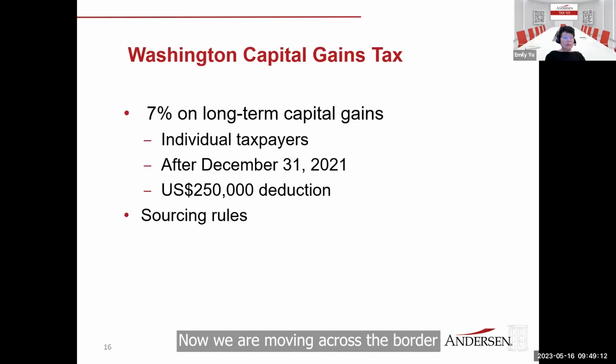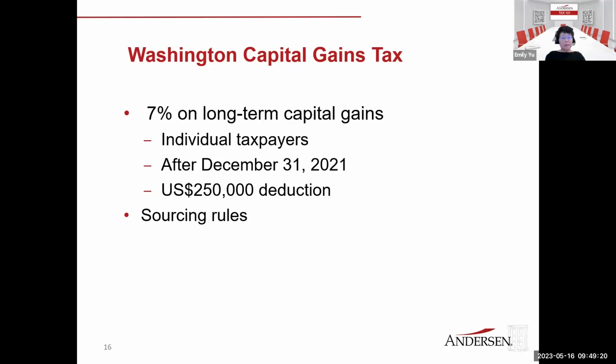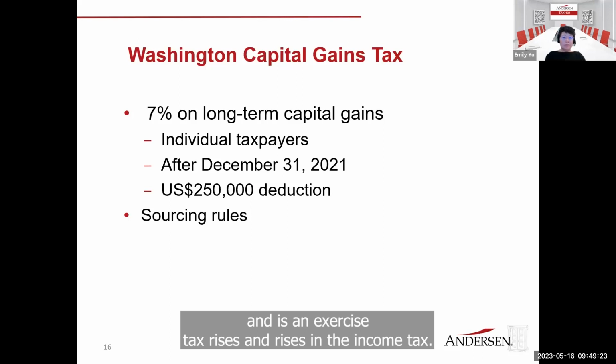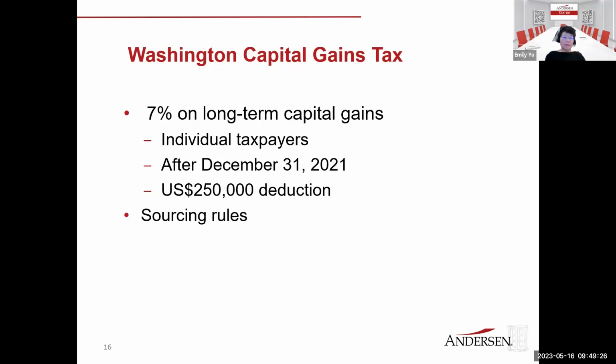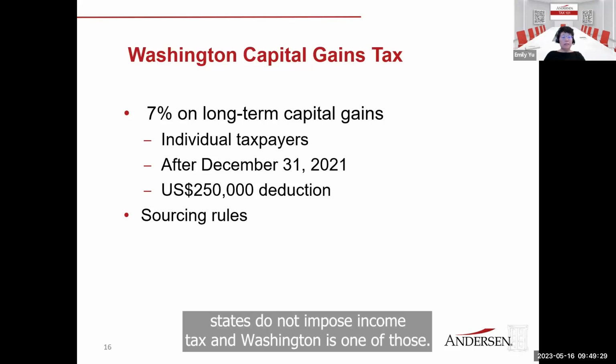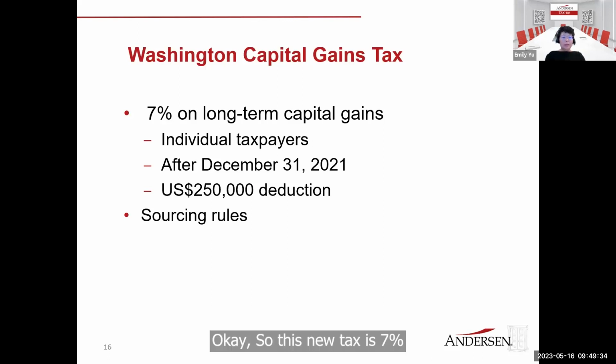Now we are moving across the border to discuss a new tax. In this case, it is imposed by Washington, and is an excise tax rather than an income tax. As we mentioned, some of the U.S. states do not impose income tax, and Washington is one of those. Okay, so this new tax is 7%, and it is on long-term capital gains on certain types of assets, and it is only imposed on individual taxpayers.